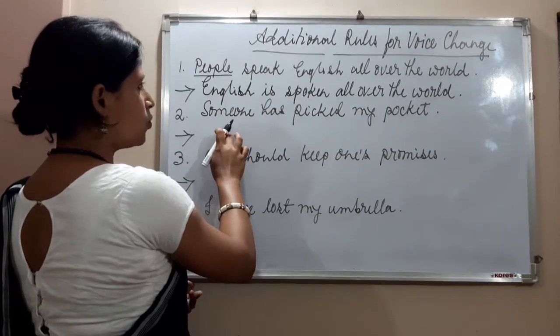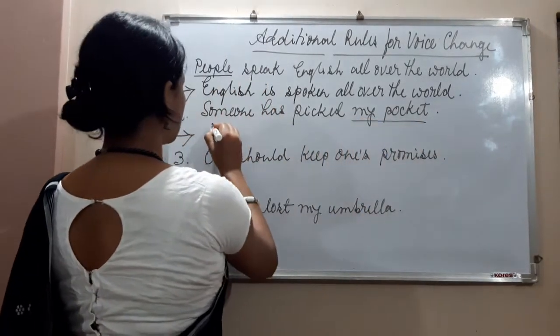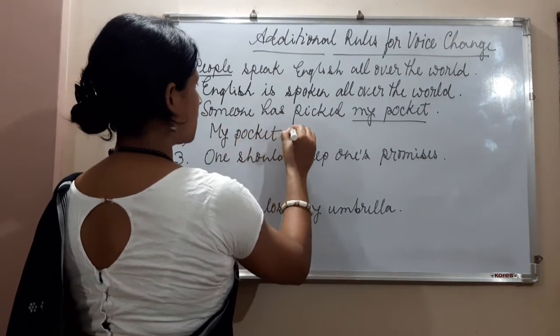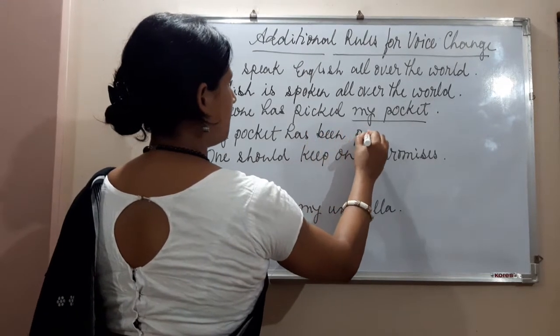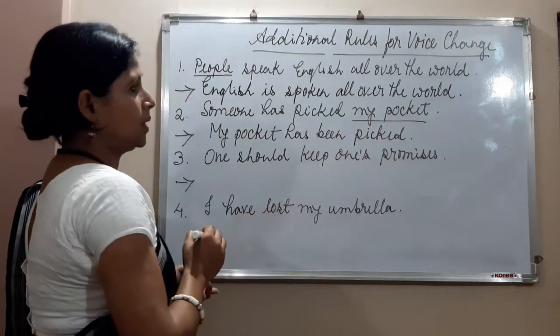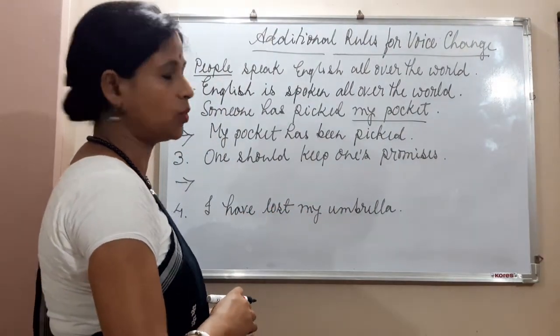Second sentence, someone has picked my pocket. My pocket is the object. Our answer will be my pocket has been picked. Here also we will avoid by someone. We won't write by someone.